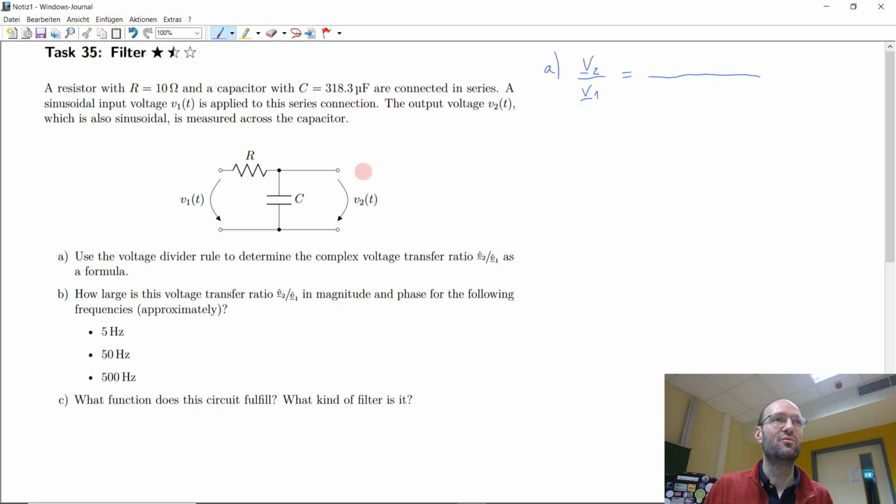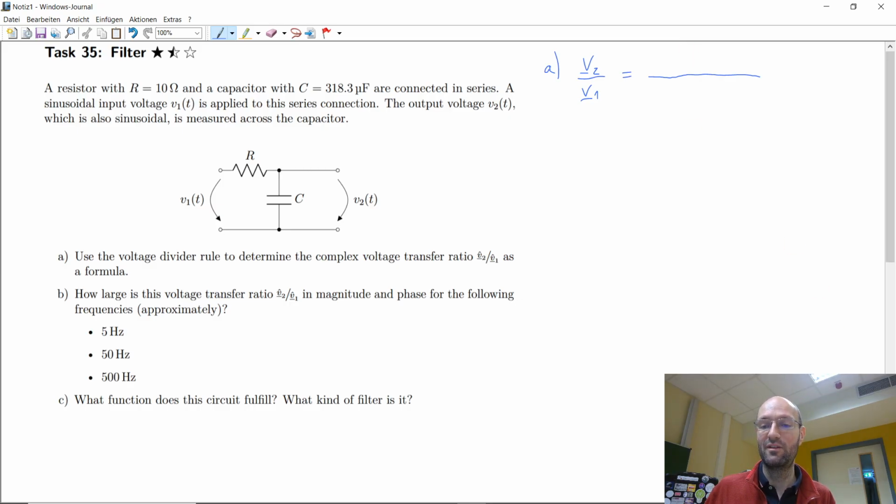So now how to apply this to this circuit here? What is our partial resistance? Yeah, so this is the resistance, the complex resistance of this capacitor. And how do we call complex resistance?